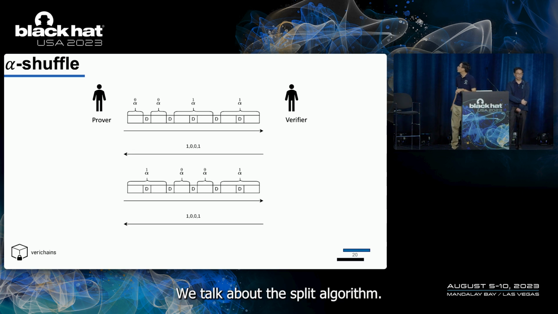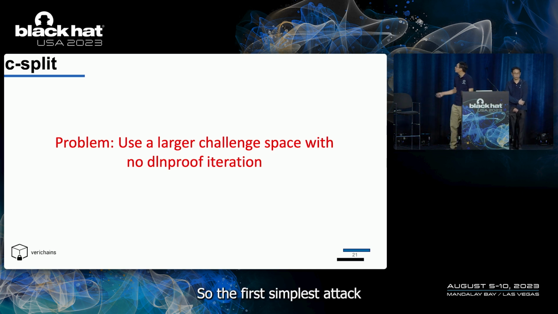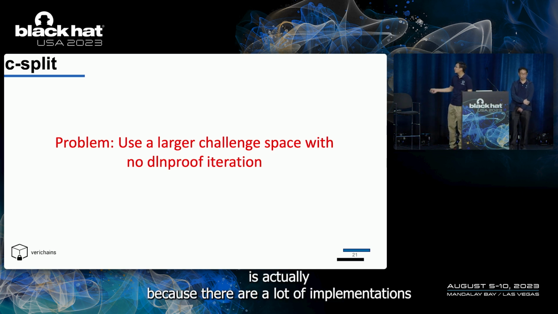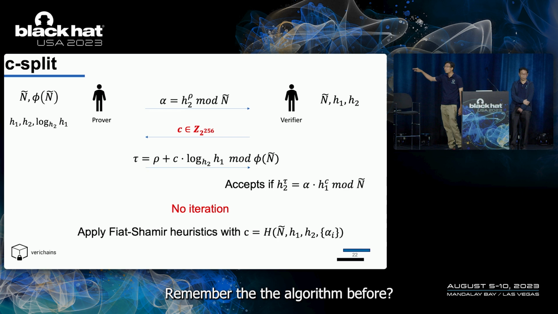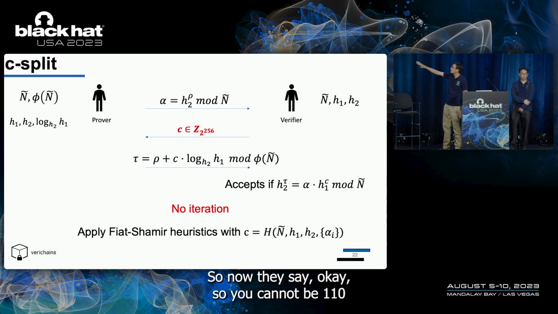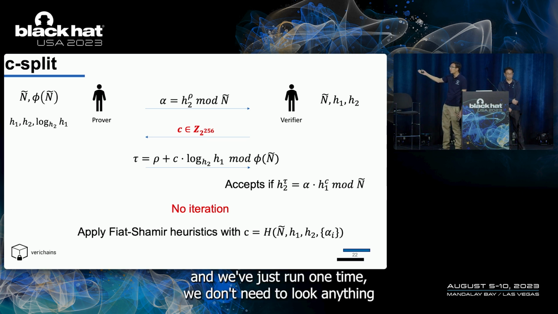The next one we talk about is the C-split attack. The C-split attack exists because there are a lot of implementations that use a larger challenge space with no DLN proof iteration. Remember the algorithm before? Now they say, okay, C cannot be just 1 or 0. Let's take C to be some very big number, maybe 256 bits. And we just run one time.